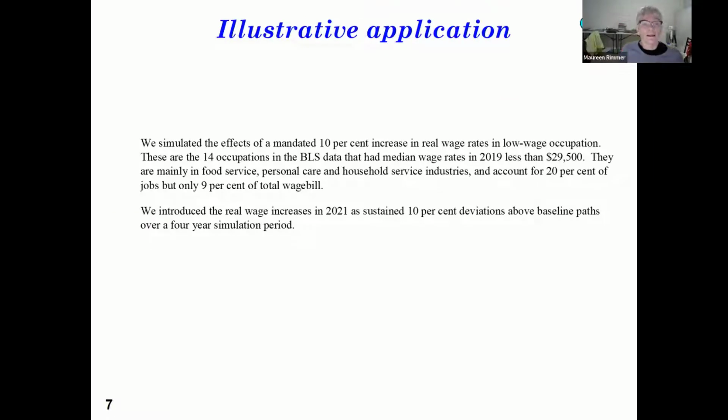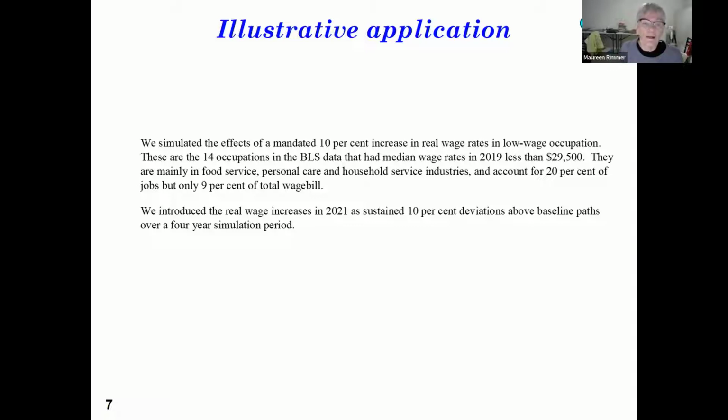Okay, so that's it. That's the end of the setup of the model. We made this detailed occupation industry model for a client, and we conducted an illustrative application before we passed it over to the client to make sure that the model was working the way we wanted it to work. We simulated the effects of a mandated 10% increase in real wage rates for low wage occupations. This is a bit like the programs that President Biden is introducing at the moment.